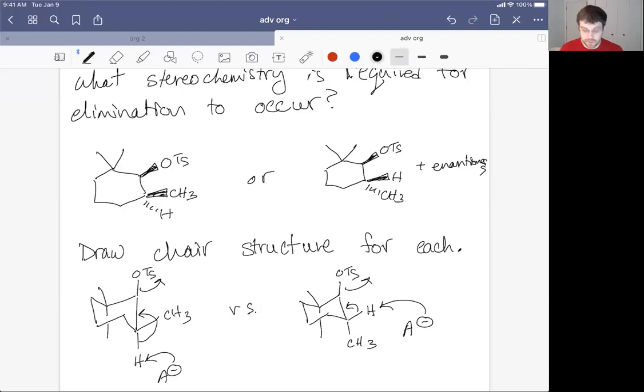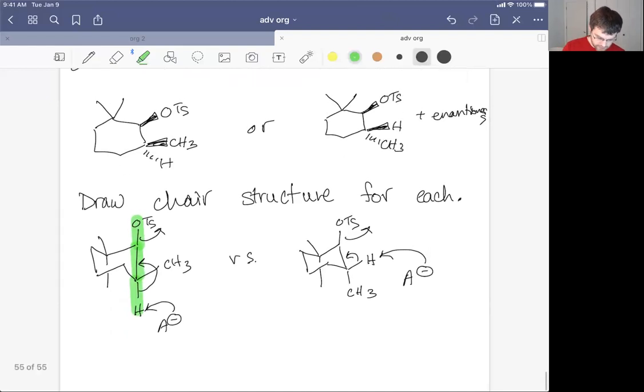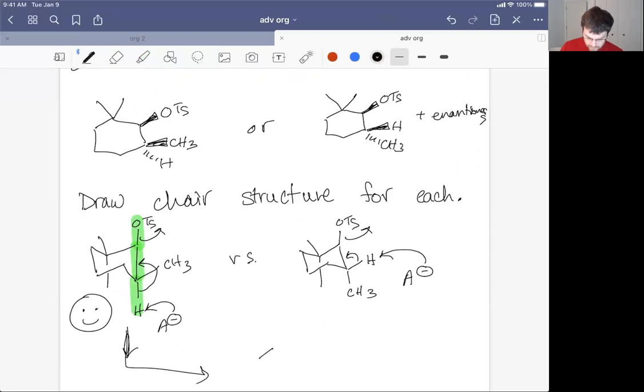So the curly arrows are the same in both cases, but what I want you to notice is that in the first, we have an anti-periplanar arrangement of the OTS and the H across the carbon-carbon bond that's going to accept the alkene. So this is a good situation, and this would go on to form the product. Now here we're not actually going to see this reaction occur because what we have to note here is that this is not anti-periplanar.